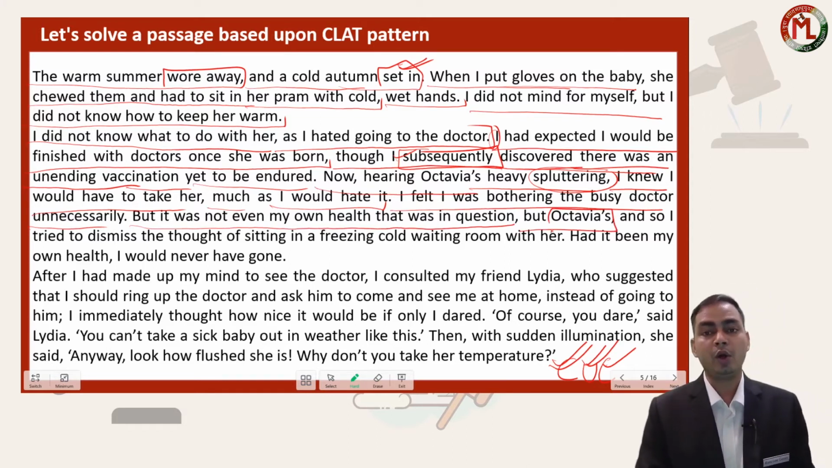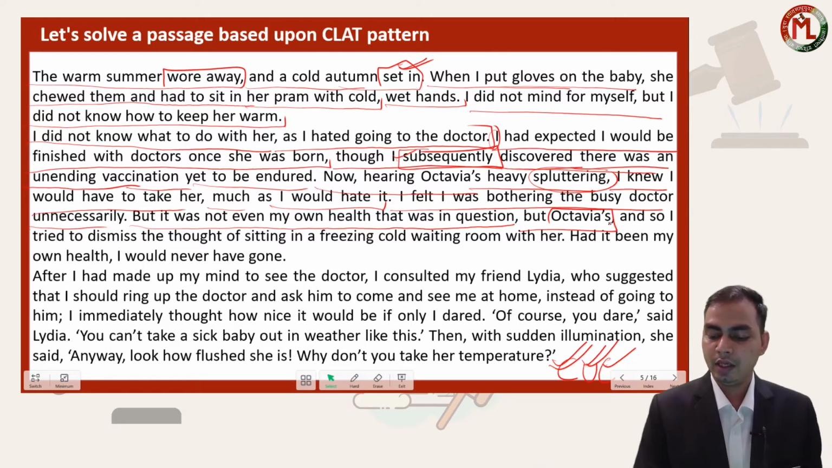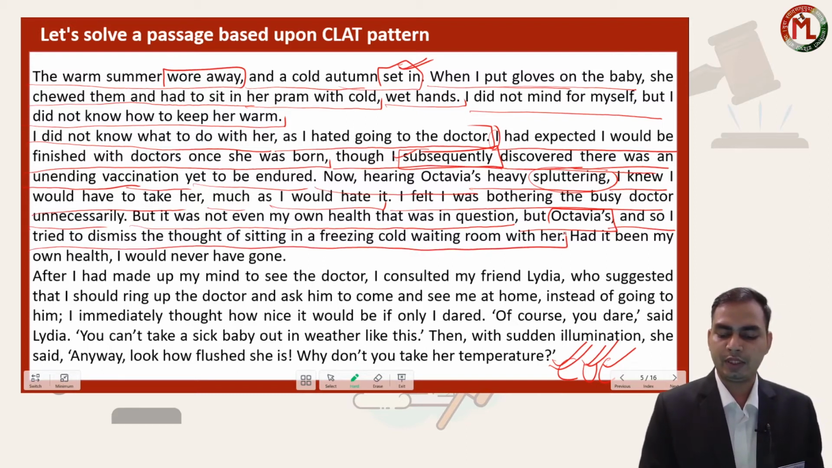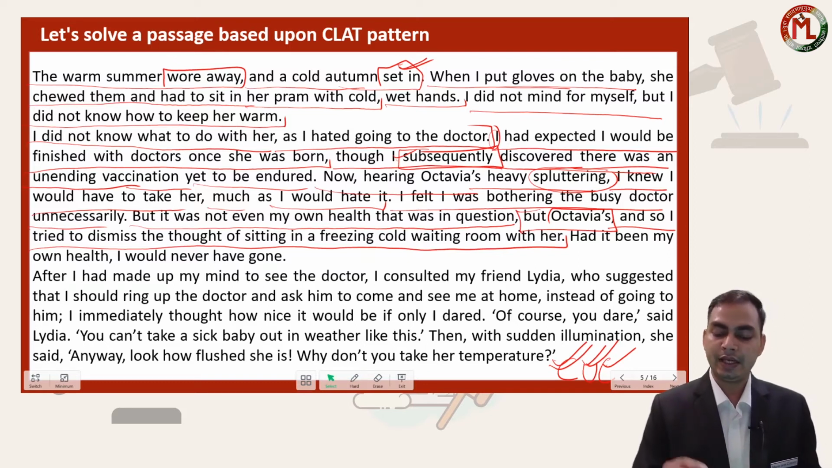So here the name Octavia is referring to the daughter of the writer. So here the writer is more concerned about her child, not about herself, but Octavia. And so I tried to dismiss the thought of sitting in the freezing cold waiting room with her. So here you get some idea about what has been discussed here. What was the thing that the writer hated?